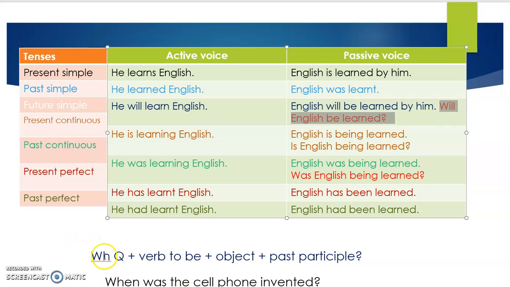It's necessary to know that if you want to use the WH question with the passive voice, it is very easy. You use the WH, you have here an example. Verb to be, it depends. If it's in past, you use was or were. If it's in present, you use is or are. Then the object, that is here, and the past participle. Yes, this is an example.